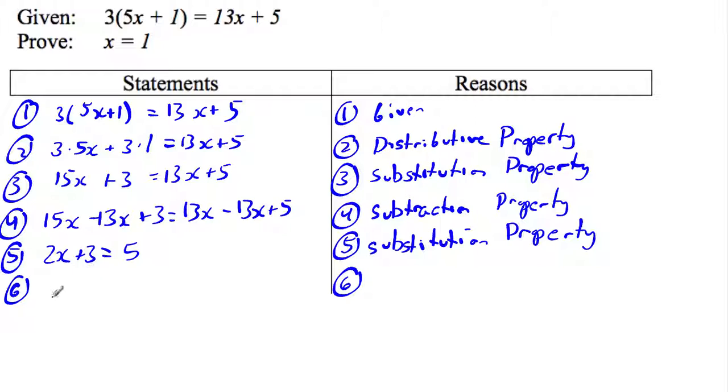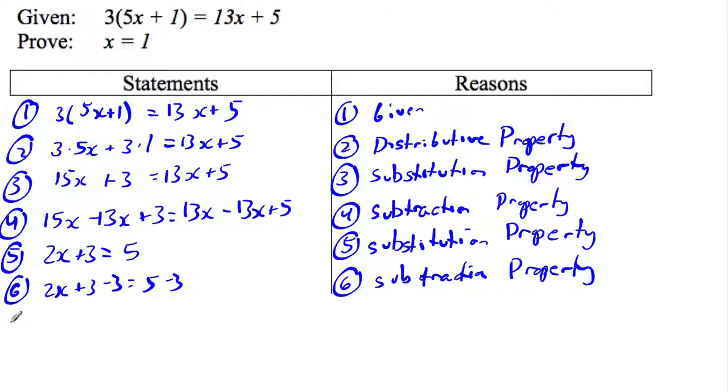Similar there. I could subtract 3 from both sides, so 2x plus 3 minus 3 is equal to 5 minus 3. That's the subtraction property again. And I can actually do that subtraction, so 3 minus 3 is 0, 5 minus 3 is 2. What I did there was substitution, so that's the substitution property.